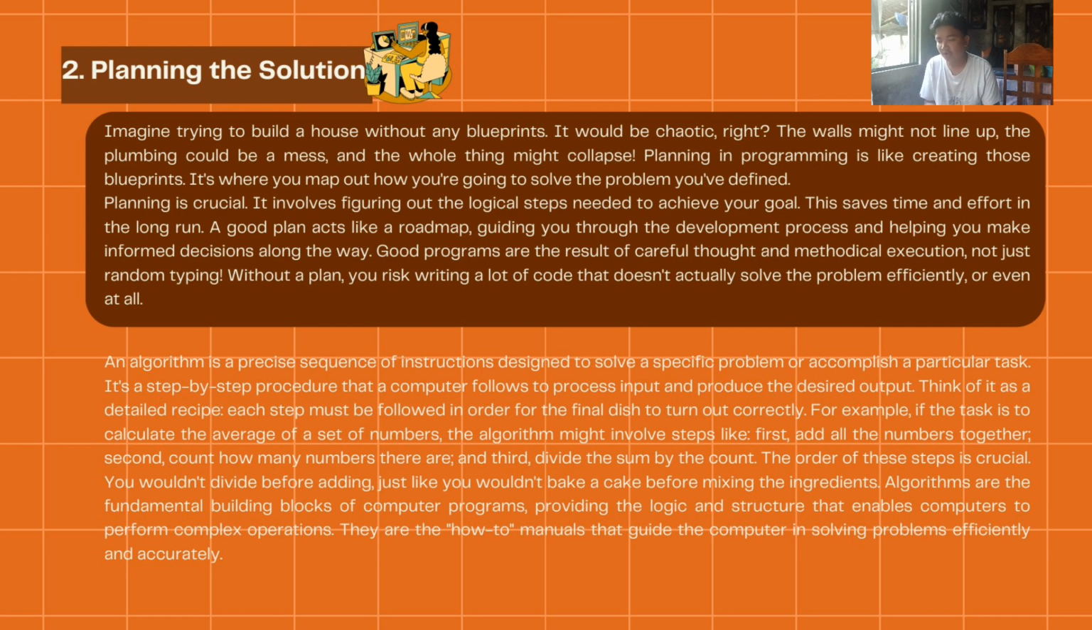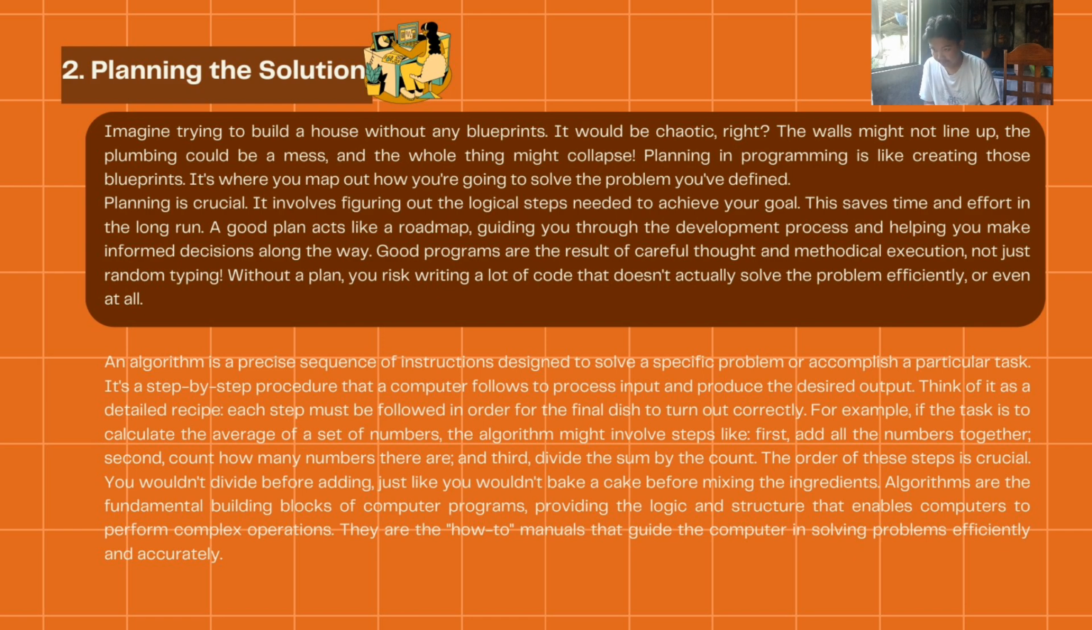Planning is crucial. It involves figuring out the logical steps needed to achieve your goal. This saves time and effort in the long run. A good plan acts like a roadmap, guiding you through the development process and helping you make informed decisions along the way. Good programs are the result of careful thought and methodical execution, not just random typing without a plan. You risk writing a lot of code that doesn't actually solve the problem efficiently or even at all.